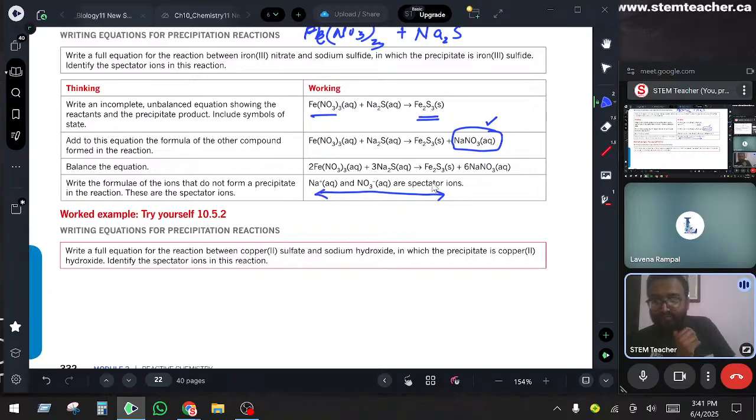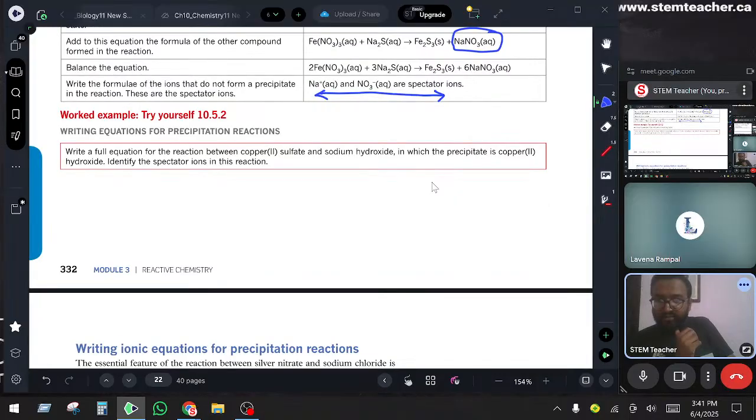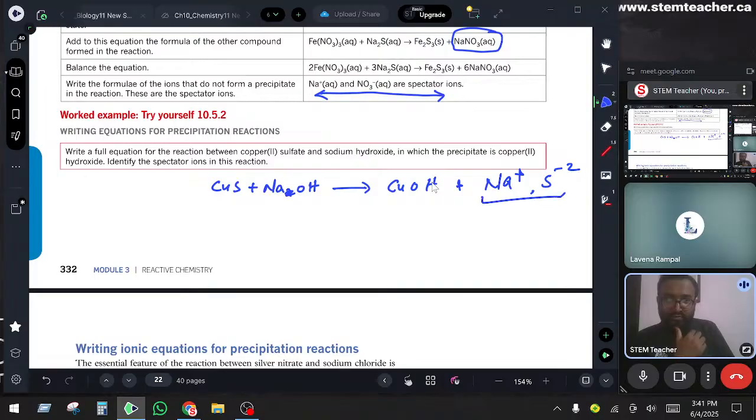Writing the equation of precipitation reaction, one more reaction has been given. What is this? Full equation of the reaction between copper sulfate CuS and sodium hydroxide. It is NaOH, not Na2OH, in which the precipitate is copper hydroxide. So it goes to CuOH and identify the spectator ions. Automatically what happens? That is Na plus and S minus 2, S minus 2, they are the spectator ions. This is your precipitation.